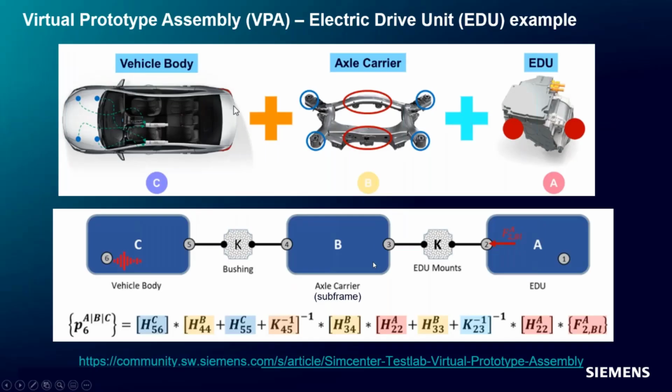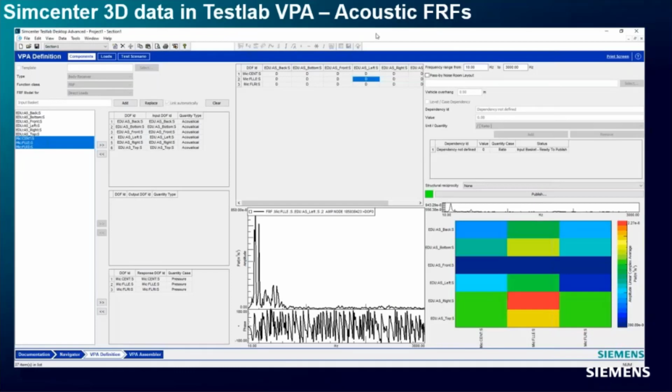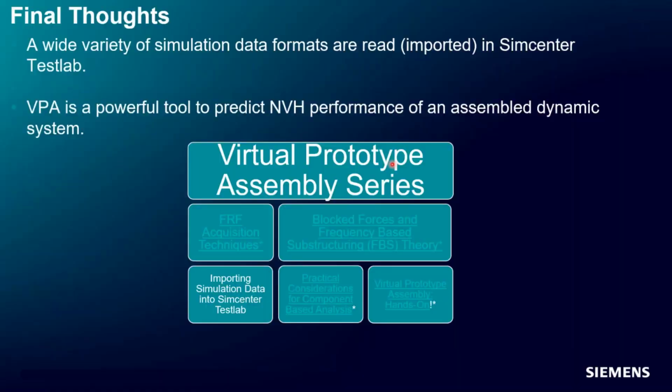While I showed you the case for FRF, similarly, we can bring in acoustic loads or structural loads. All that can be categorized in a similar way. We can see that seamlessly we can bring in CAE data into Test Lab and use this in this VPA model together. Both of them can collaborate to give us high quality results.